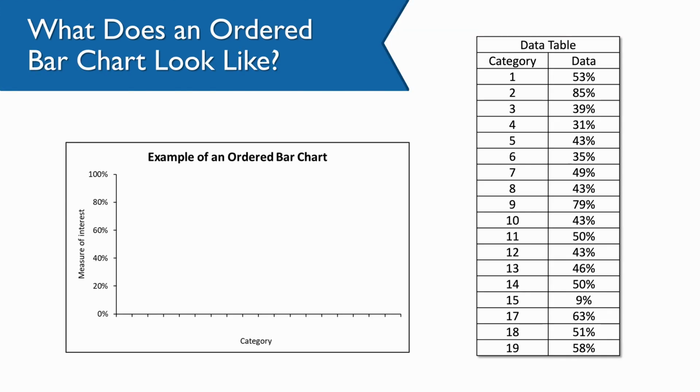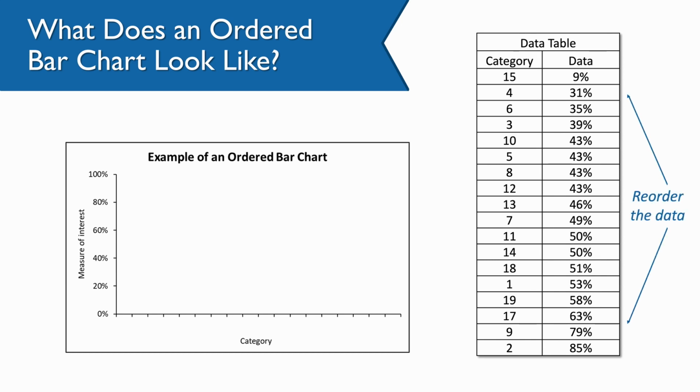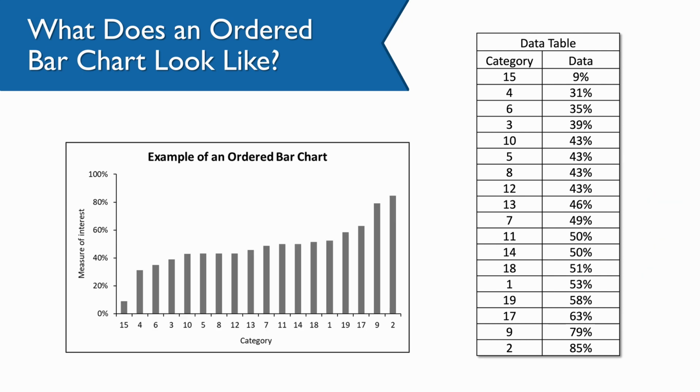The chart is built from data connected to each category, as can be observed in the table here. So a first step before we can make the chart is to collect connected, relevant data. The next step is to order the data based on the measure of interest, either from greatest to least or least to greatest. You can see the example here on the screen. After the data is ordered, plot the data on the chart, as seen on the bar chart on the left.